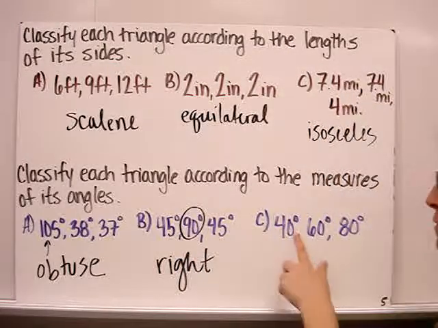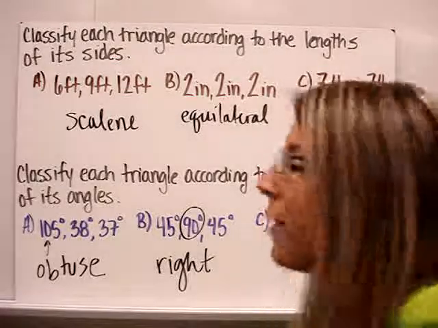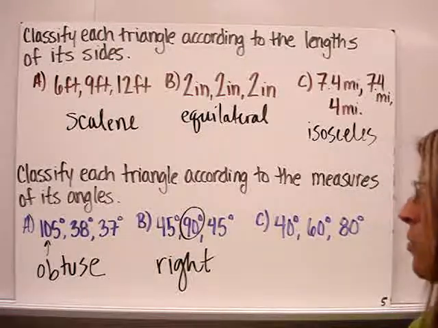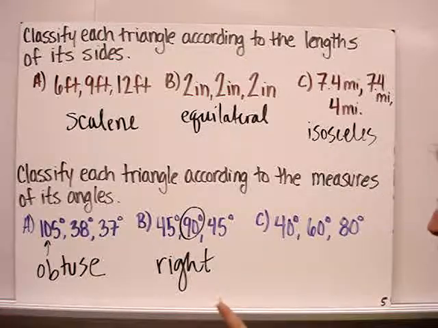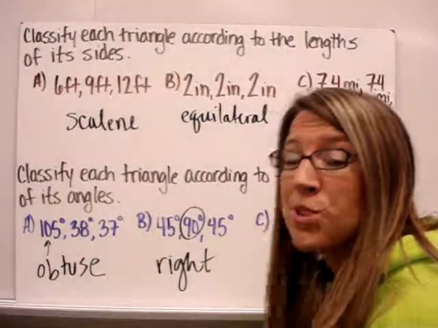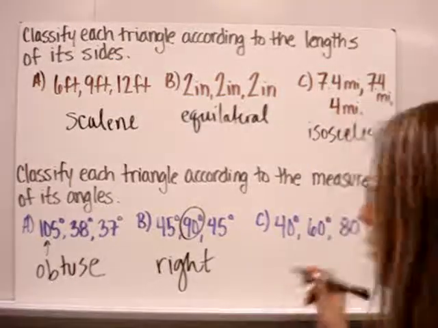And then lastly, I have a 40 degree angle, a 60 degree angle, and an 80 degree angle in this triangle. All three of them are acute, so I know it's an acute triangle. And I also notice there's not a 90 degree angle, so it's not a right triangle. And there's not an obtuse angle, so it's not an obtuse triangle. So process of elimination also tells me this is an acute triangle.